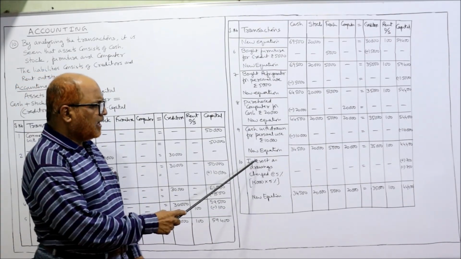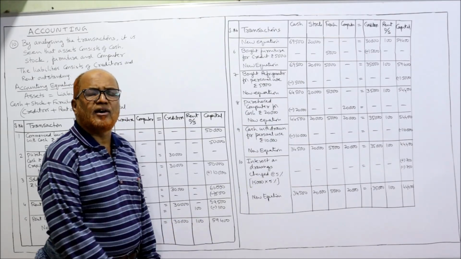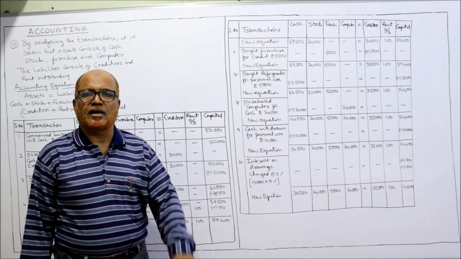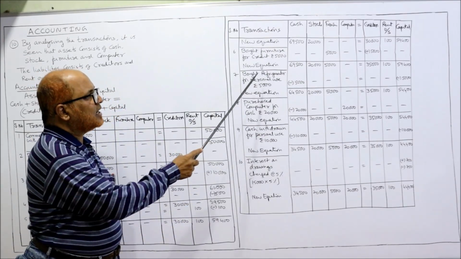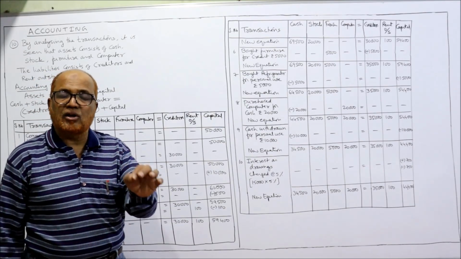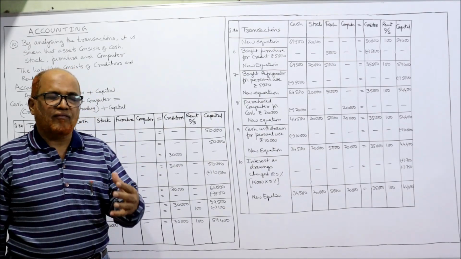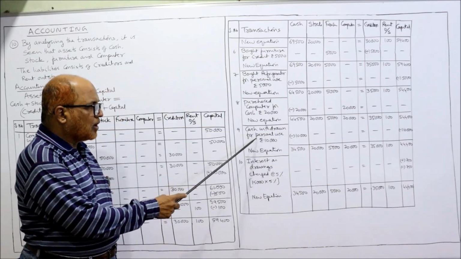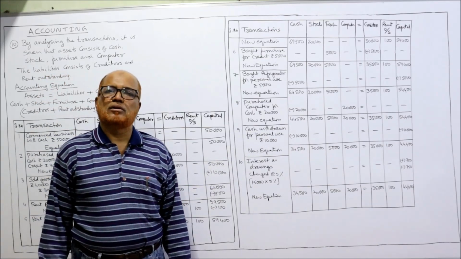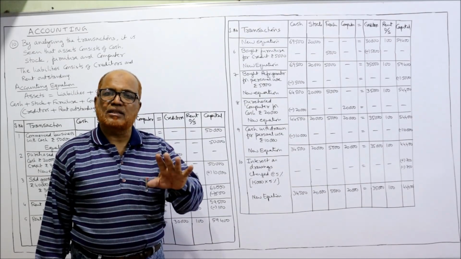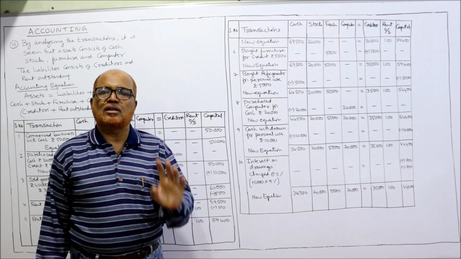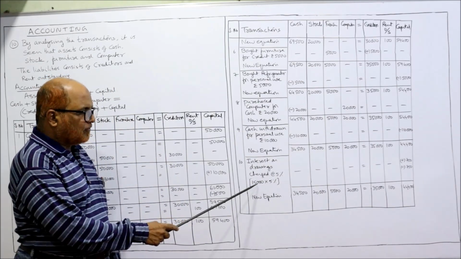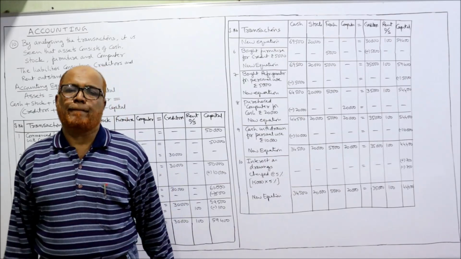Last and final equation. Effect: interest on drawings charged at the rate of 5%. First of all, see how much are the drawings. Two drawings are there. Here, bought refrigerator for personal use, 5,000 drawings. Again here, cash withdrawn for personal use, 10,000. So both are personal. So 10,000 plus 5,000, 15,000 are the total drawings. Interest is 5%. So 5% of 15,000, you will get 750.